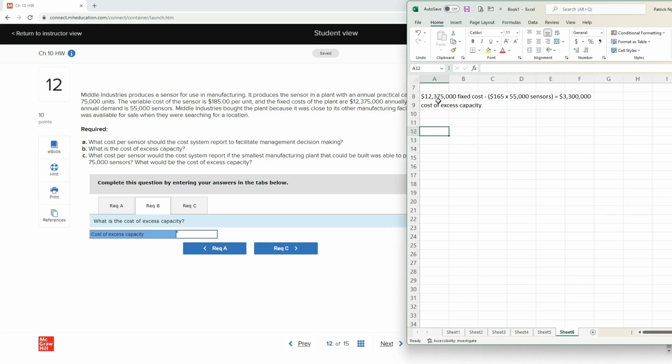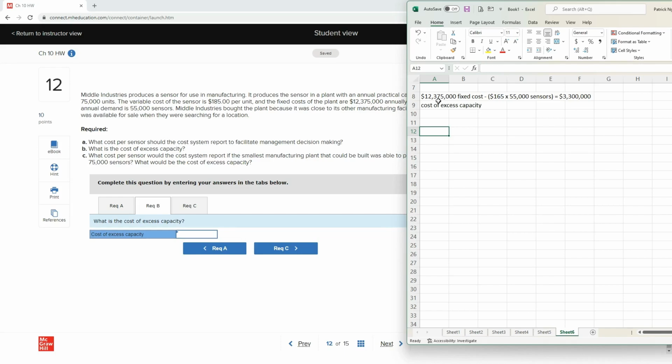We're trying to give them just 55,000, but the building contractor is making us build a plant that can produce 75,000. So that's not our decision. That's not our fault. So we're going to charge that extra 20,000 excess capacity to the customers.